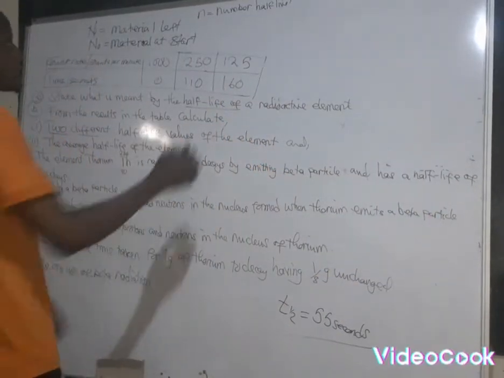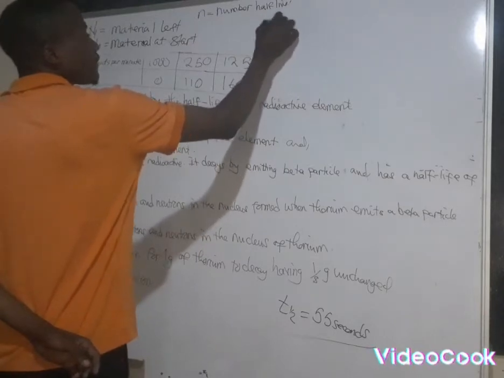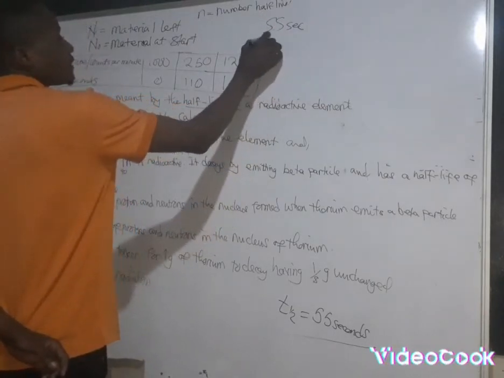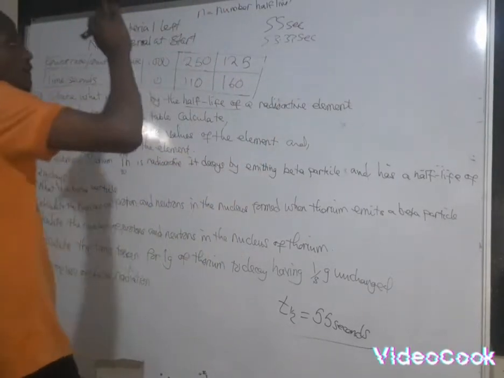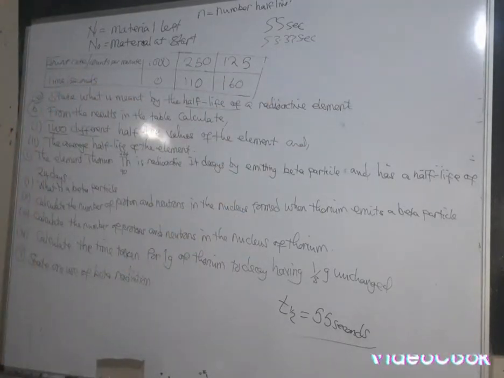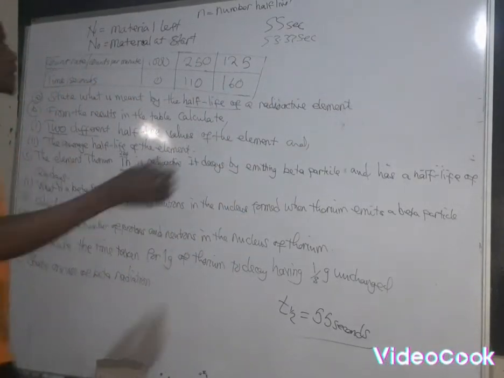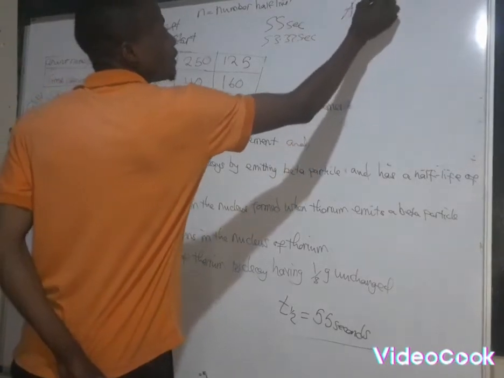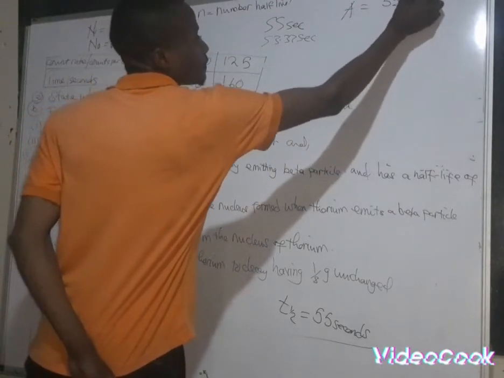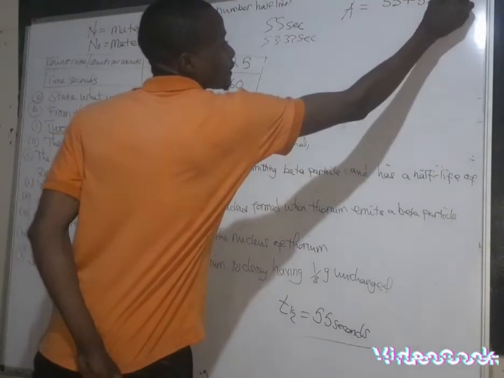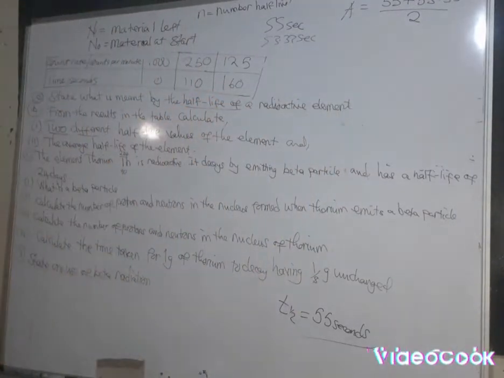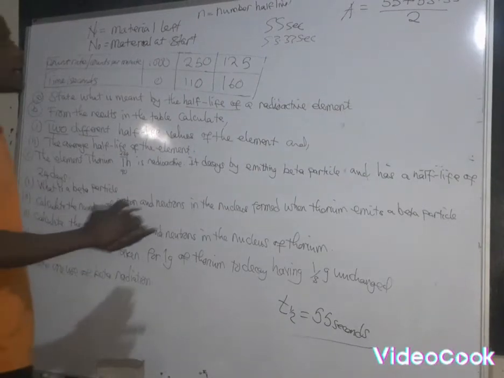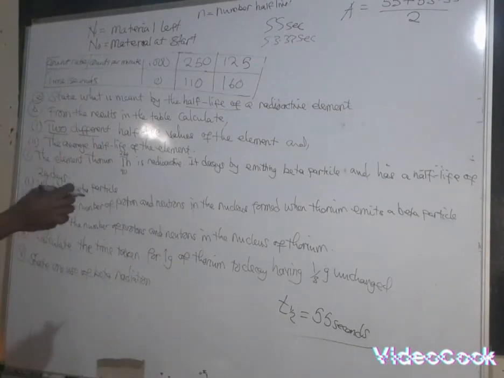The average half-life: remember half-life 1, we had found 55 seconds. Then half-life 2, we had found 53.33 seconds. To find the average, you add these two and divide by 2, because there are two which you are adding. So the average half-life equals 55 plus 53.33, then you divide by 2 because we have added 2. If we had 3 half-lives, we would have divided by 3. So if you add 55 plus 53.33, what are you getting?